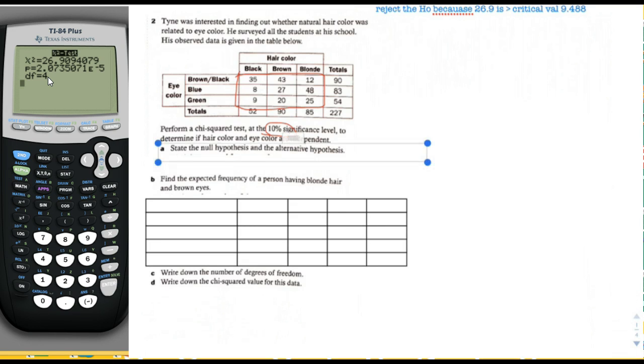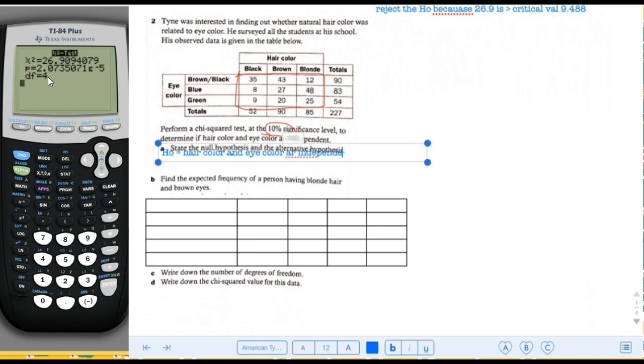Now remember, for the null hypothesis, all you say is that the two factors are independent. So hair color and eye color are independent. And then the alternative hypothesis, written H1, is that the two factors, hair and eye color, are not independent. That's all you say. Okay? And that's it.